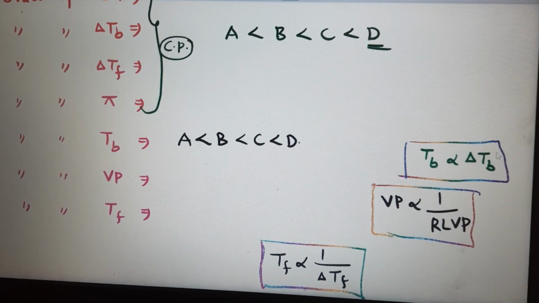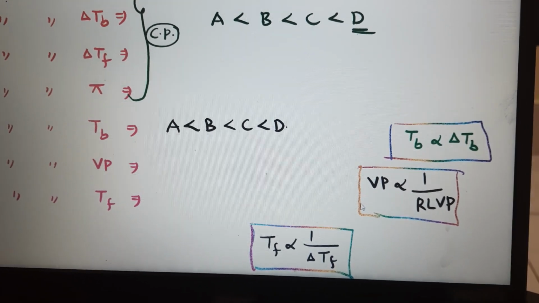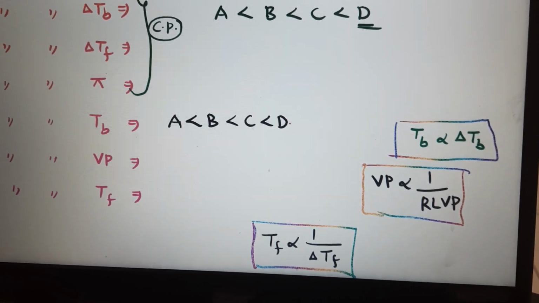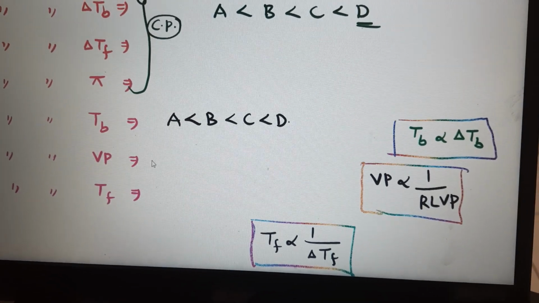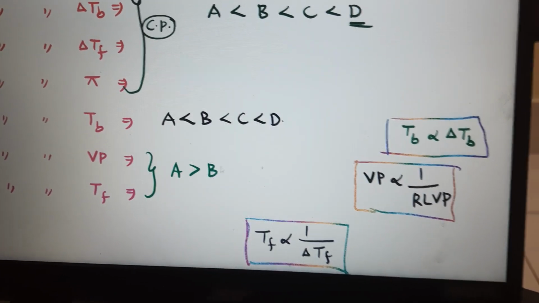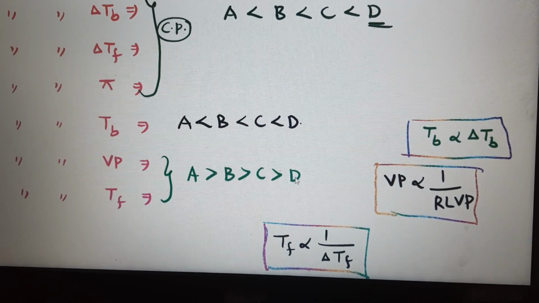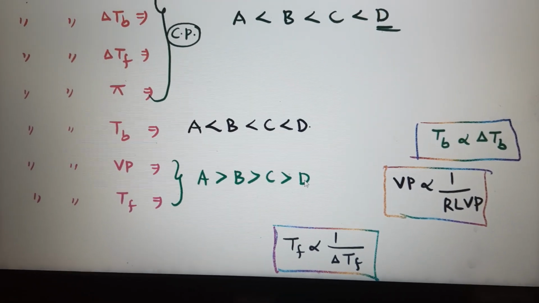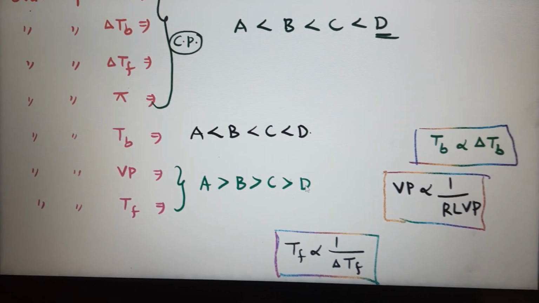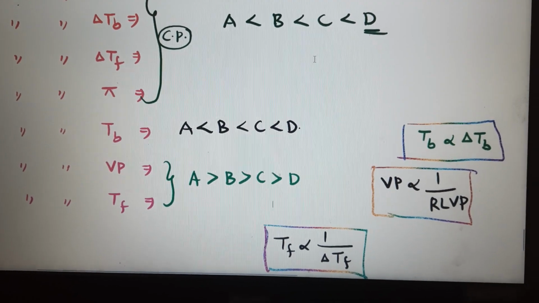Elevation is there, so the boiling point is directly proportional to delta TB. Since these two are reversed relative to the colligative property, the answer in these two cases is A greater than B greater than C greater than D. So with this, you can answer the maximum number of colligative property theoretical questions. Most theoretical questions you can answer with this concept.